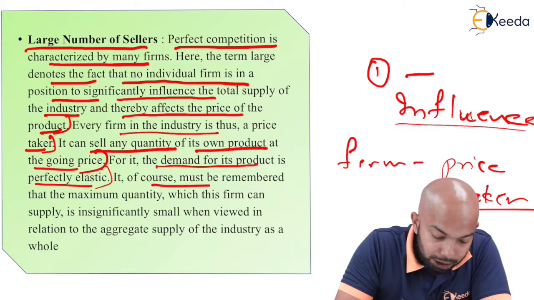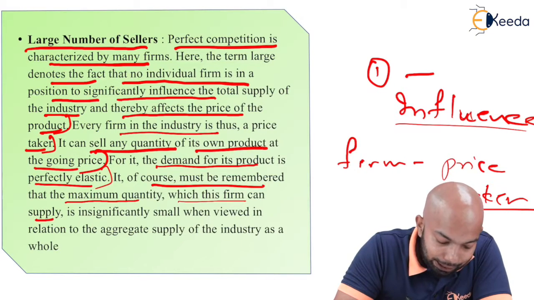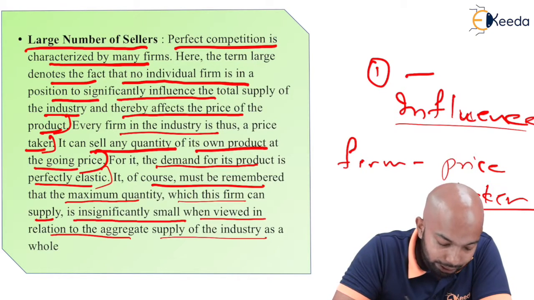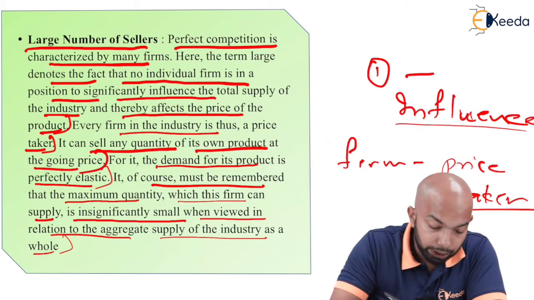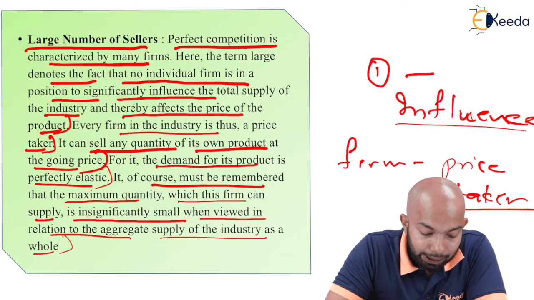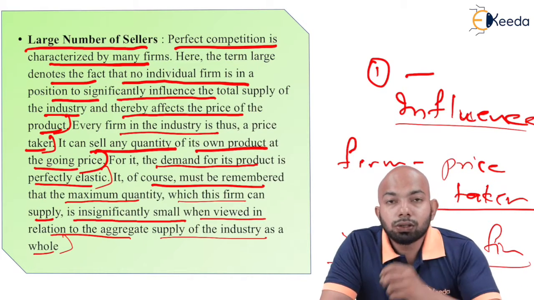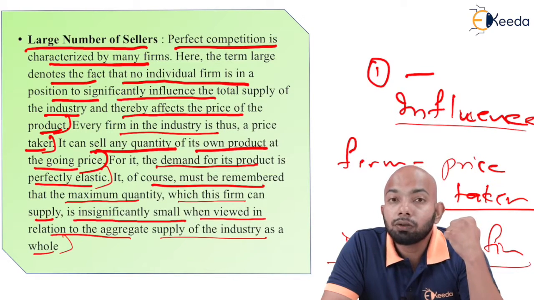It must be remembered that the maximum quantity which the firm can supply is insignificantly small when viewed in relation to the aggregate supply of the industry as a whole. Whatever maximum one firm can supply is very small compared to what the whole industry can supply. So it's like when you take one mug of water from the swimming pool, you just take one mug of water from that swimming pool.